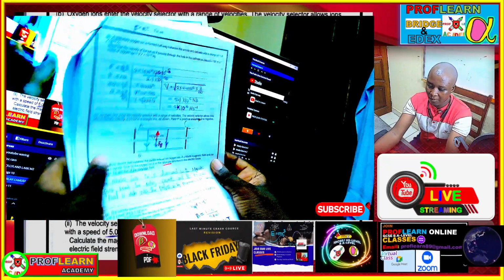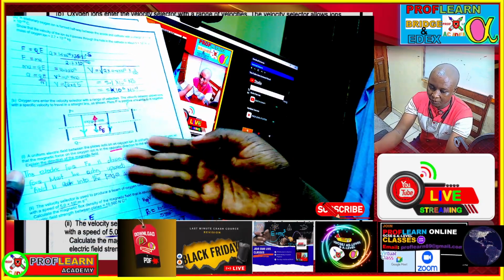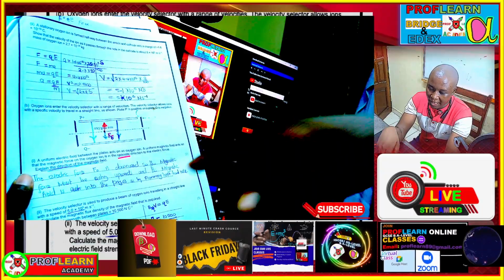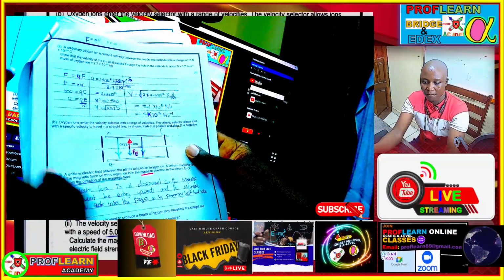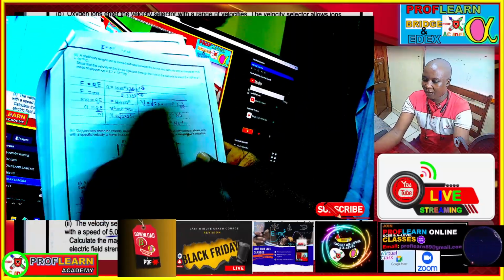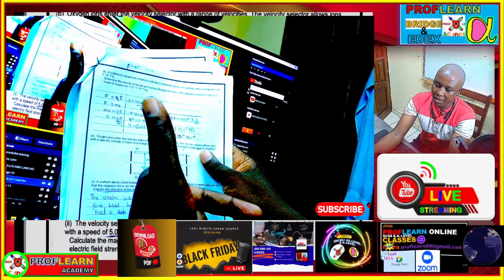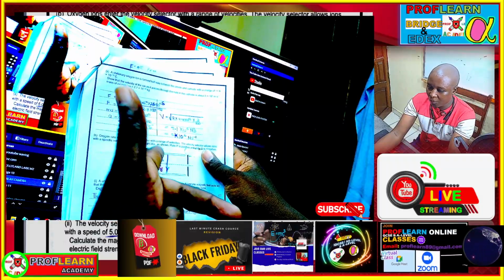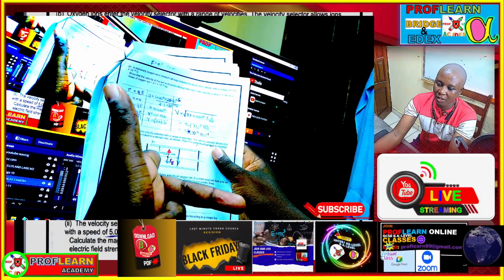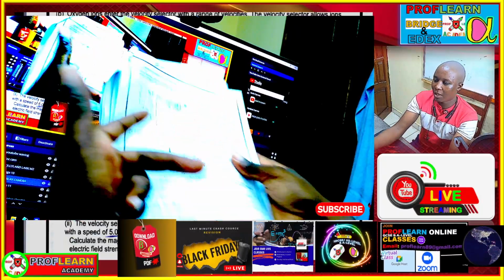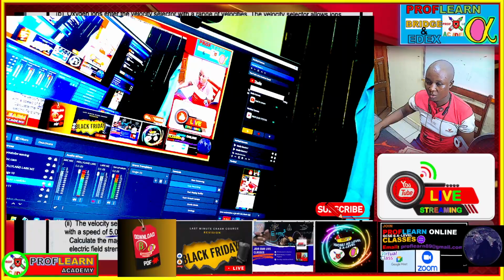So I can say the electric force is going to be downwards. Yeah, the electric force will be downward, so the magnetic force will be upward. If the magnetic force is upward, then it means that the field must be into the page. The field must be into the page. I'm just using Fleming's left-hand rule, and I believe that one is now okay. You can see clearly.